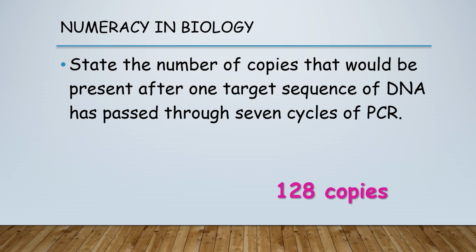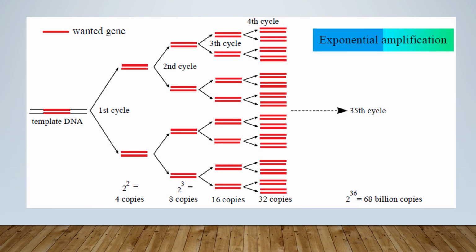And let me show you how that happens. So one thing that might throw people on that last question is that you've got to remember that our template DNA will be double-stranded. So we actually have 2 copies there. So after one cycle, we have 4 copies. And crazy, after just 4 cycles, we've got 32 copies. And after 35 cycles, we could end up having 68 billion copies.